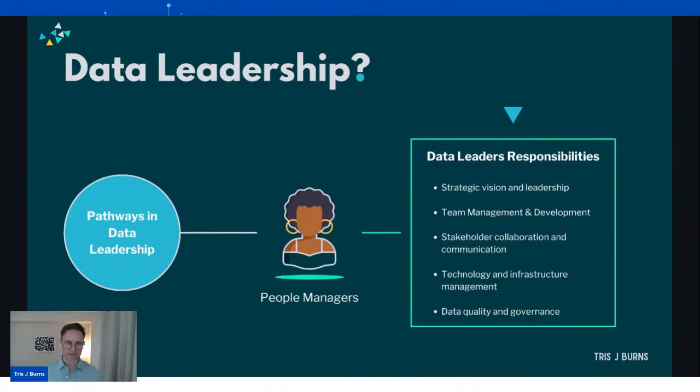The responsibilities of a people manager within data leadership include setting a strategic vision and leadership for the organization, team management and development, stakeholder collaboration and communication, technology and infrastructure management, and of course, data quality and governance. These are the key roles. There are many, many more, and don't get me wrong, this isn't everything, but these are some of the key roles of a people manager data leader. So henceforth, when I say data leader, I'm referring to these people.